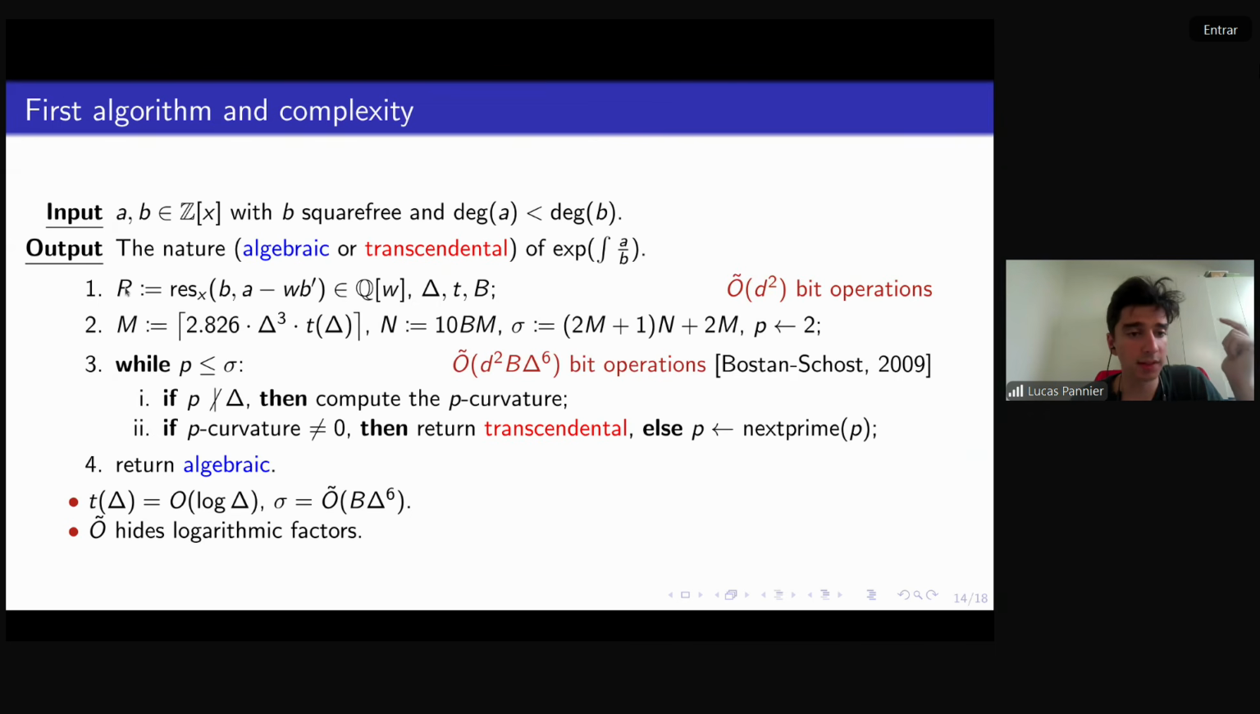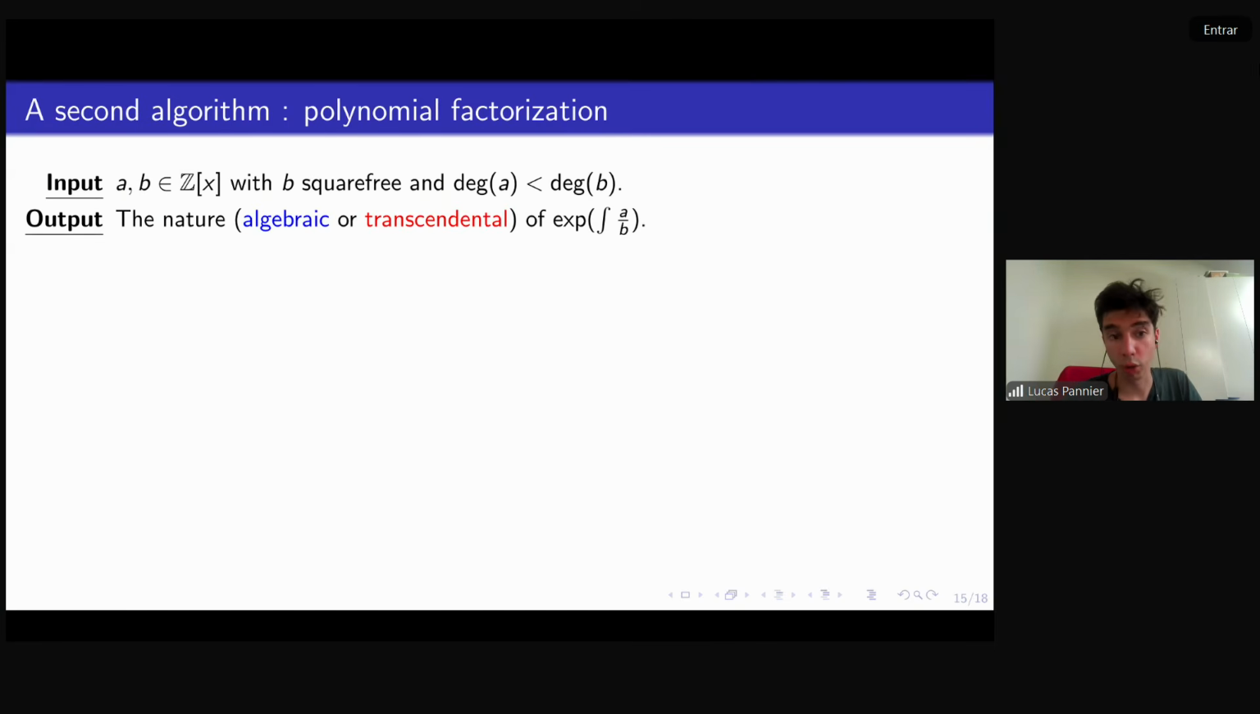what we're doing in this algorithm is we're computing a polynomial and we want to check if all its roots are rational. So one may wonder, why aren't we just factoring this polynomial? Well, we can do that. This yields indeed a second algorithm solving Honda's problem.